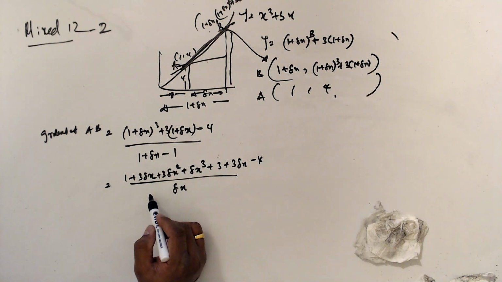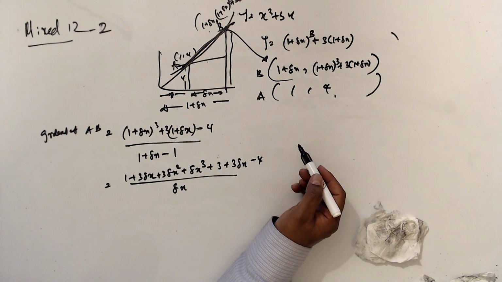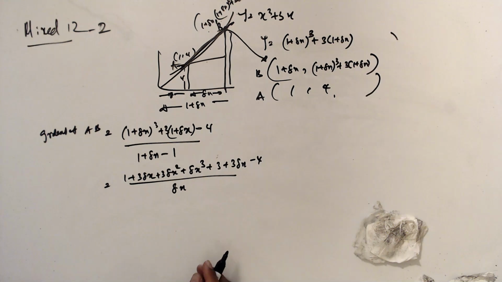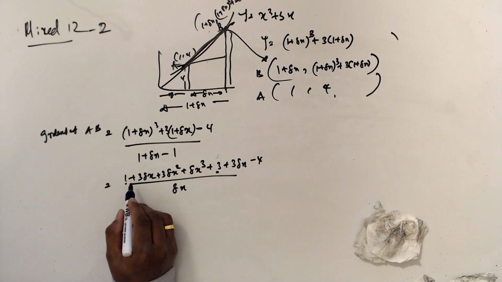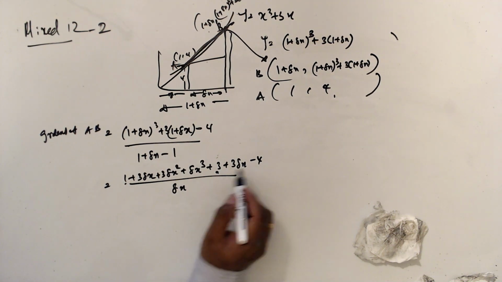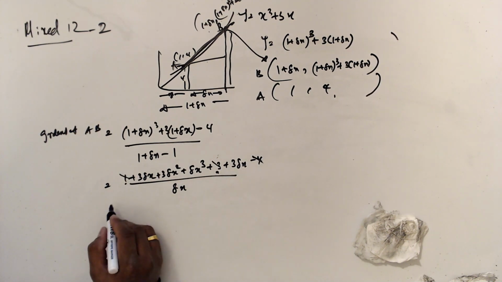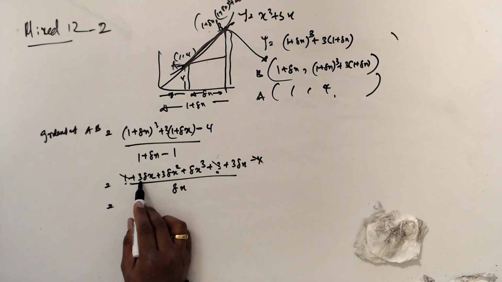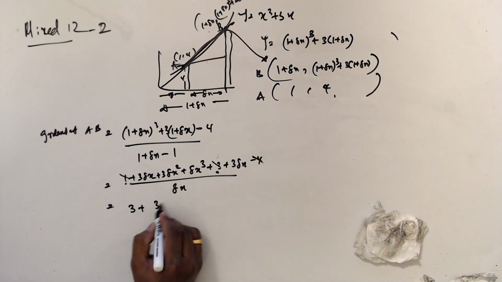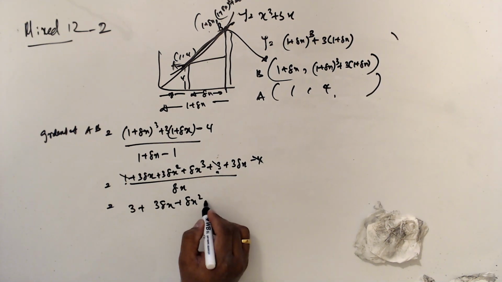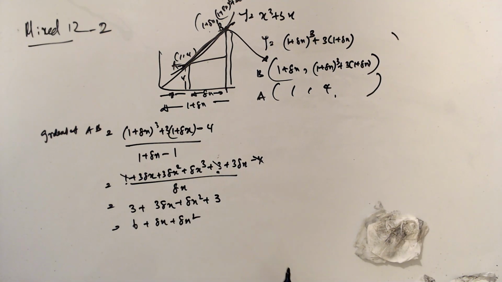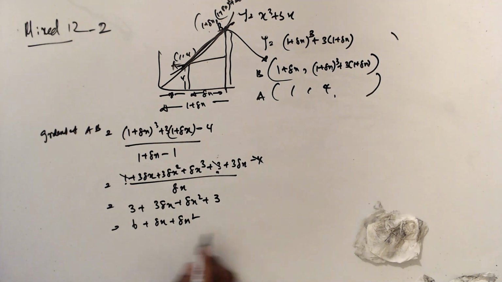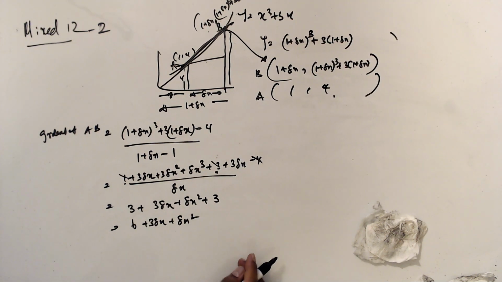You can see here this is 3 and this is 1. 1 plus 3 is 4, and 4 minus 4 cancels out. So I will cancel like this, and then divide by delta x. So this is going to be 3 plus 3 delta x plus delta x squared, and then plus 3, so 3 plus 3 is 6. The gradient is 6 plus 3 delta x plus delta x squared.